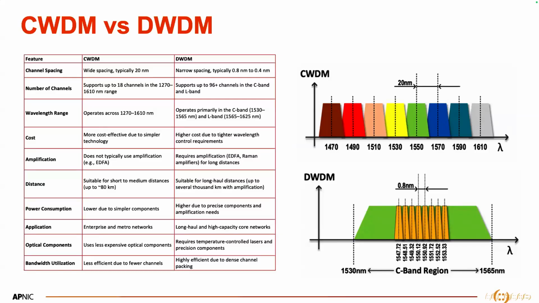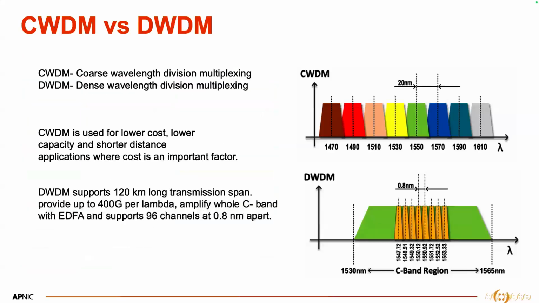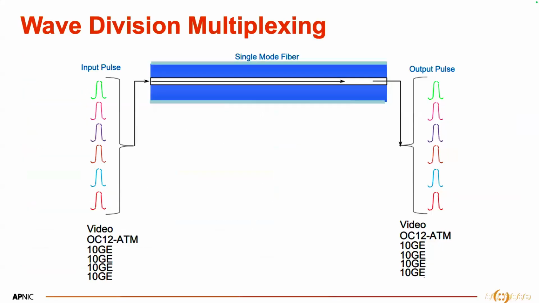Okay, so my question was that in the previous slide we saw single mode fiber, and we are sending multiple wavelengths from one end and demuxing at another end, right? So that's a one-way communication, right? Yes. So for two-way communication, we'll need another single mode fiber in the reverse direction, right?